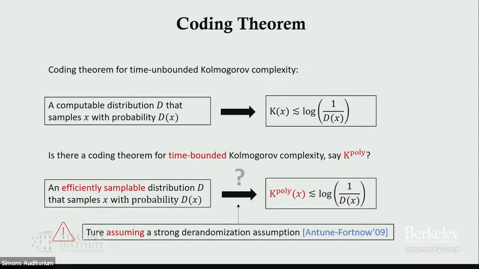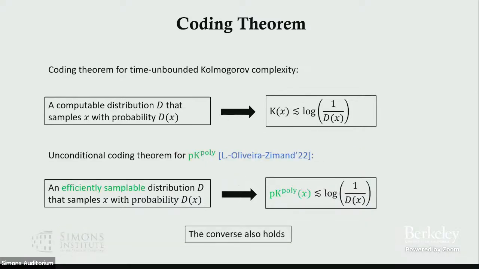And in fact, Antunes and Fortnow showed that this is true if we assume a strong derandomization assumption, but this result is conditional. And in a joint work with Igor Oliveira and Marius Zimand, we get an unconditional coding theorem for PK-poly. So if there's an efficiently sampleable distribution D that samples x with probability D(x), then we can say that the PK-poly complexity of x is at most log 1 over D(x). And we can also show a converse. So the efficient sampleability of a string corresponds exactly to its PK-poly complexity.